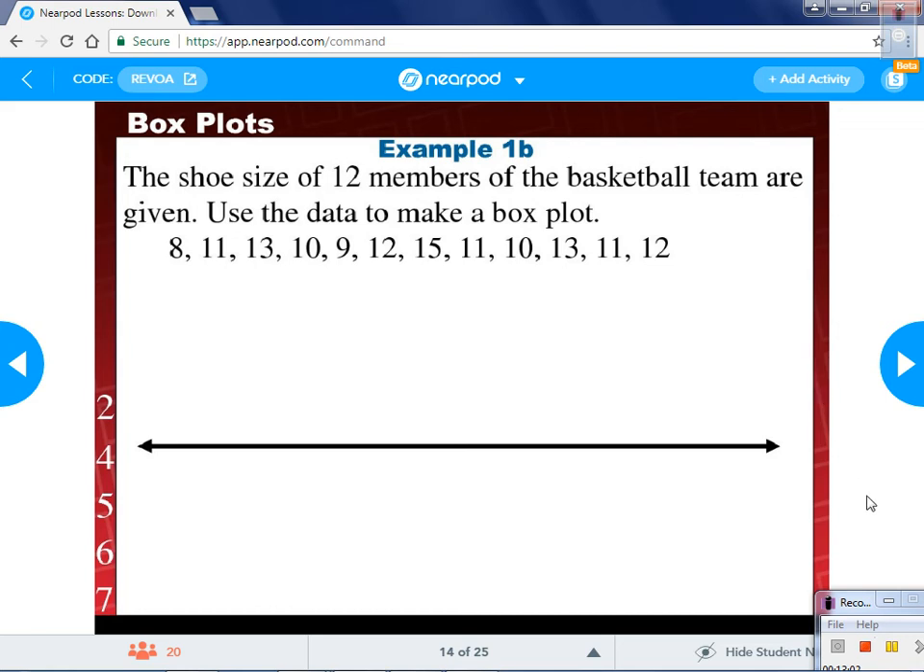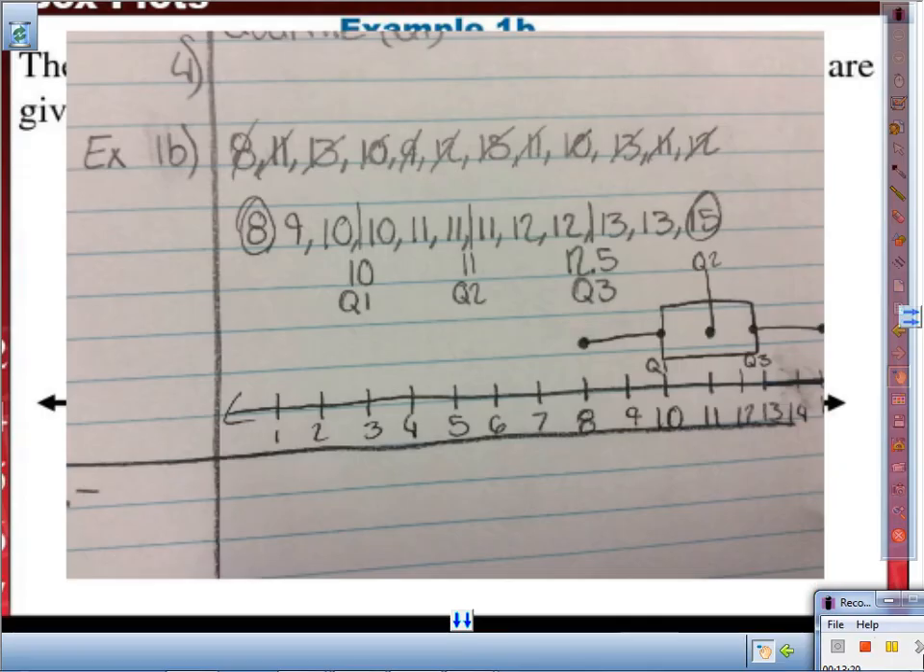I'll forward the screen a little bit. Yep. There's the answer for example 1B. So notice that the minimum is 8, the maximum is 15. It's a little bit out of the picture, but I can see it. Q1, it looks like it's 10. Q2, 11. Q3 is in between 12 and 13, which is 12.5. You got it? Fairly simple? Yes, Mr. Q. All right, good.